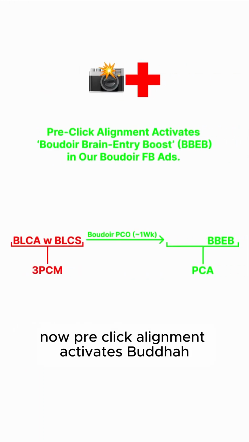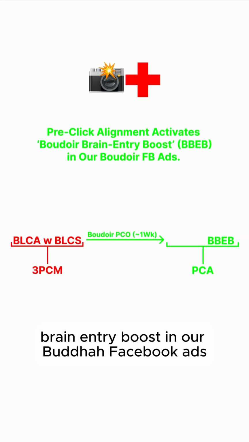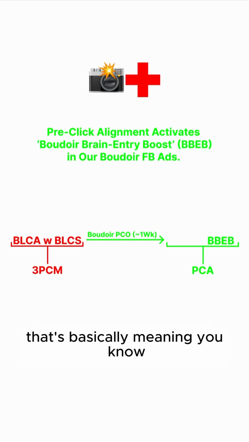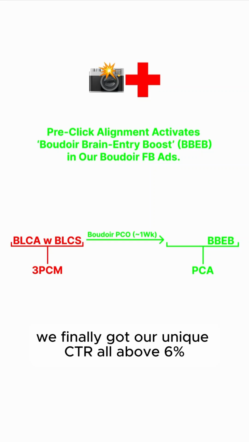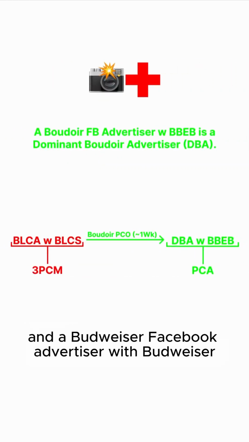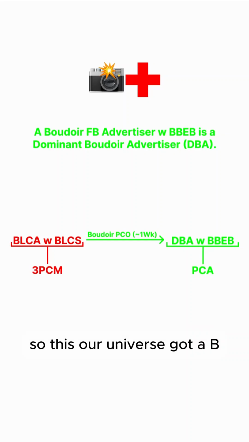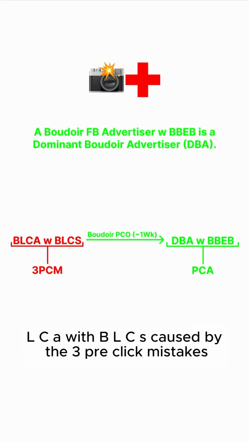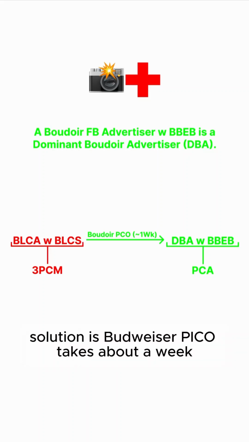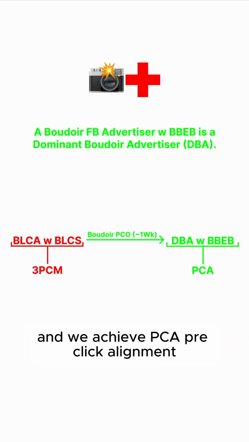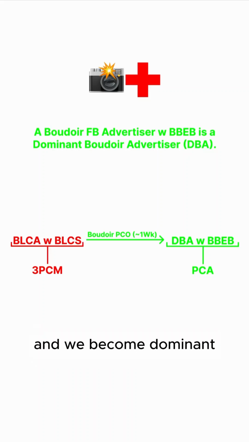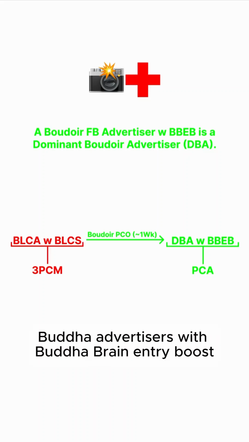Now, pre-click alignment activates Boudoir brain entry boost in our Boudoir Facebook ads. It basically means we finally got our unique CTR all above 6%. And a Boudoir Facebook advertiser with Boudoir brain entry boost is a dominant Boudoir advertiser, or DBA. So this is our universe. We've got a BLCA with BLCS, caused by the 3 pre-click mistakes. The solution is Boudoir Pico, which takes about a week. And we achieve PCA, pre-click alignment, and we become dominant Boudoir advertisers with Boudoir brain entry boost.